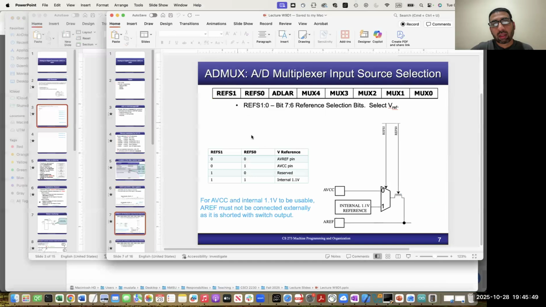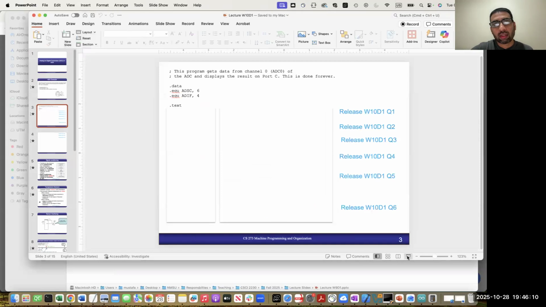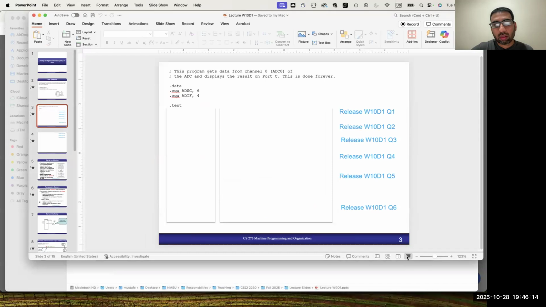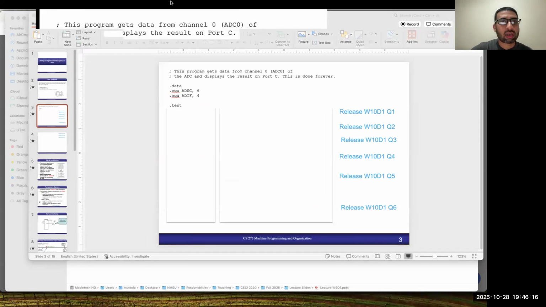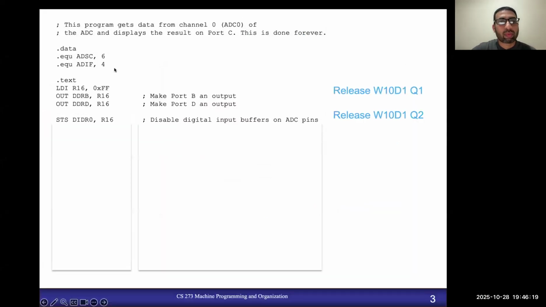So here, this is the ADMUX register. The two most significant bits are used to select the reference voltage. So when you write 1, 1, it means you are selecting the internal 1.1 volt. And the ADLAR bit, when it is 0, means your output will be right justified, right? You can see my screen, right? If not, send me a message. So that's why here we were writing 0xC0, right?